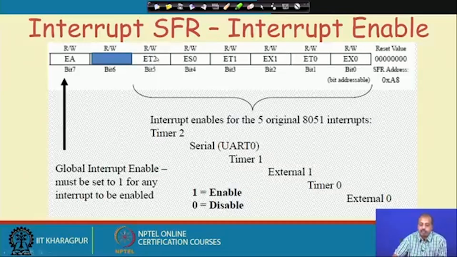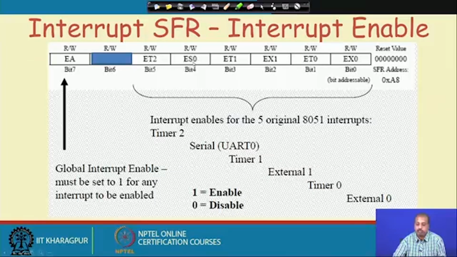Then bit number 5 is ET2. This is the timer 2 interrupt. In the 8051 we do not have timer 2. That is in the 8052, but this bit is there in the 8051 also.